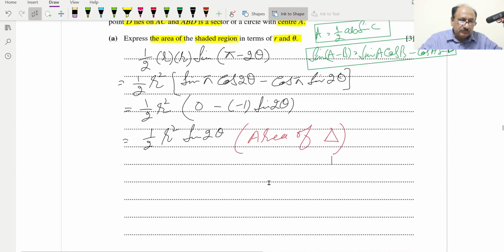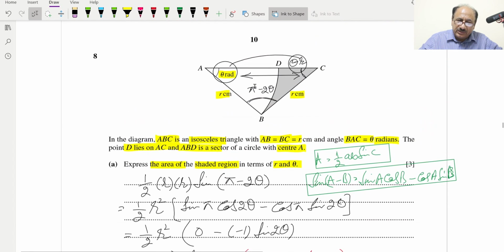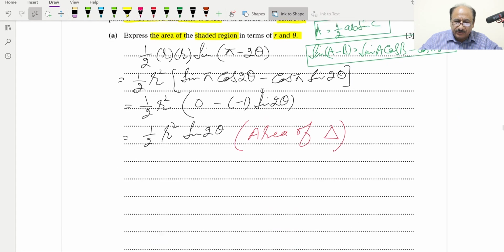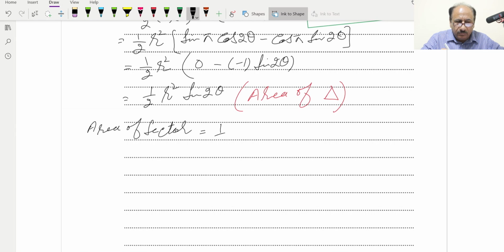Now we have to find the area of the sector, and the area of the sector will be this white portion, so we'll subtract that white portion from the area of the triangle, and we will get the answer of the area of the shaded part. So the area of the sector, we know the formula, is equal to 1 by 2 r square theta, and we can subtract it from this one.